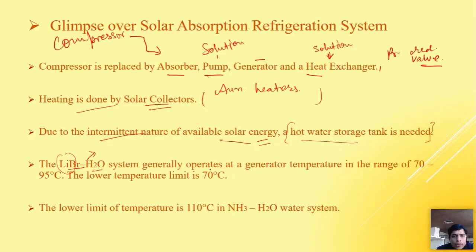The system generally operates at a generator temperature in the range of 70 to 95 degrees Celsius, because of the limitation of water, we normally try to move within 0 and 100 degrees Celsius. The lower temperature limit is 110 in ammonia water systems. So it may vary according to which type of refrigerant you are taking. That is not very important, which type of refrigerant you prefer. It may also depend on which is more available around you, which is cheaper, or corrosion and other parameters are also important.